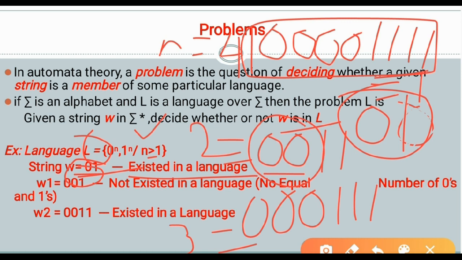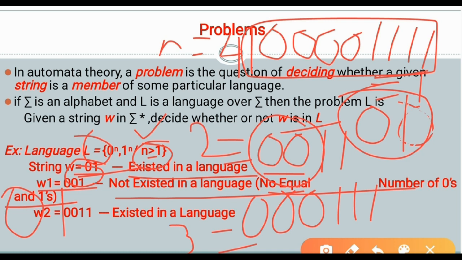And second, w1 equals 0 0 1, so you cannot say that it exists in the language, because here n greater than or equal to 1 means there should be an equal number of zeros and an equal number of ones. So you cannot say the particular string belongs to the language.